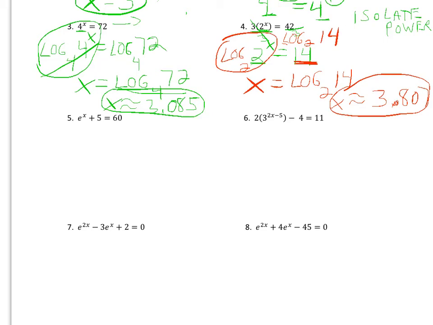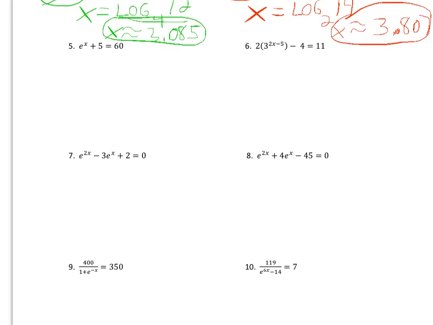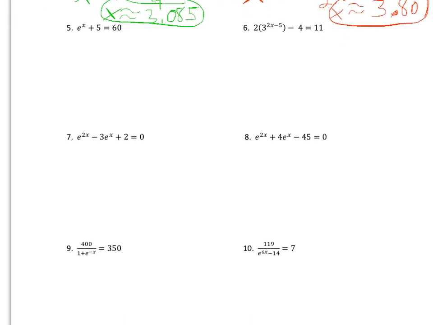Okay, number 5, this is one where we use e. So remember, the inverse of e is natural log. Now I want to get this e by itself. So first thing I do is subtract 5 from both sides. So we have e to the x equals 55. And then as soon as I have that base and power by itself, then I take the logarithm of each side. Well, if you take log base e, that's the same as doing the natural log.